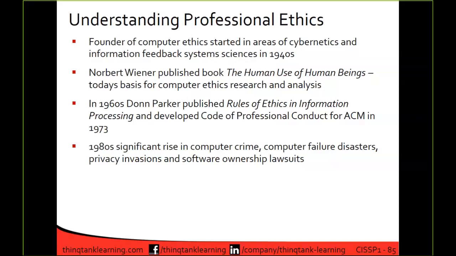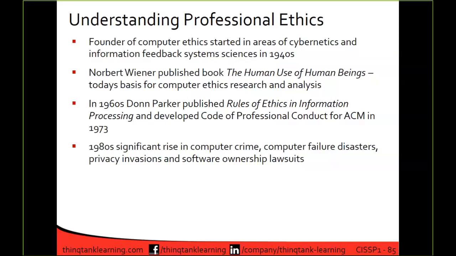and he published a book called The Human Use of Human Beings, and it essentially has become kind of the basis for computer ethics research and analysis in today's industry. And then there was a follow-on: Don Parker in the 1960s published a book called The Rules of Ethics in Information Processing, which was then further developed into the Code of Professional Conduct for ACM in 1973.